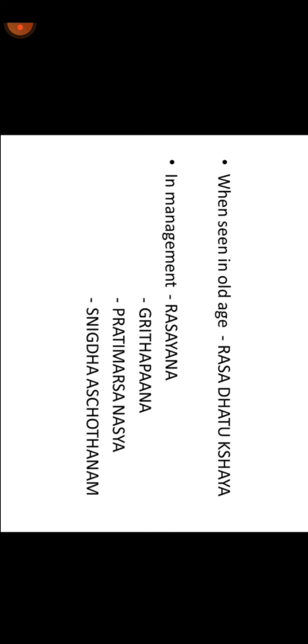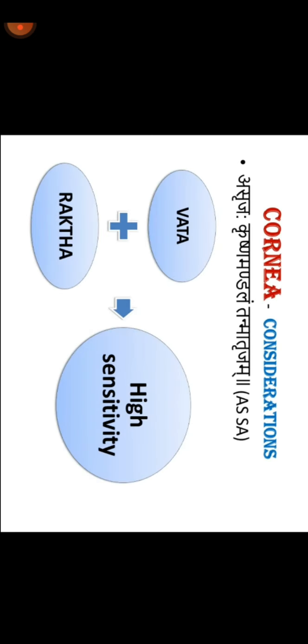So in the management you have to include the Rasayana Chikitsa, Kritapana, Pratimarshanasya and Snigdha Ashodhanam here. As a local therapy, we have to start the Snigdha Ashodhana, and as systemic management, we have to start the Kritapana or Rasayana if a patient approaches our OPD with dryness in old age. So these are the main factors that we have to emphasize in ocular surface disease.